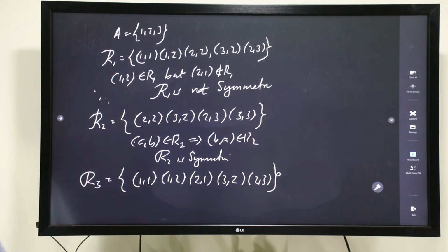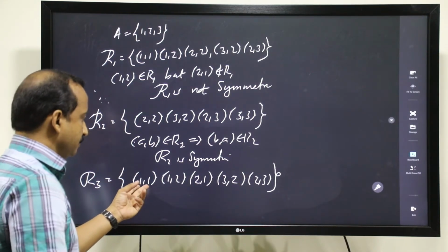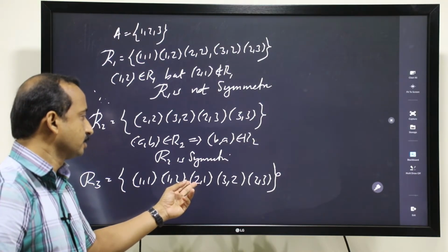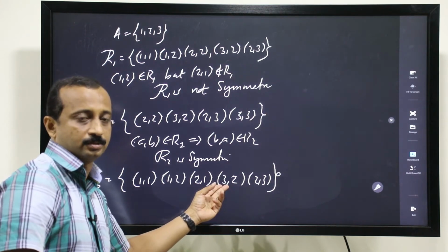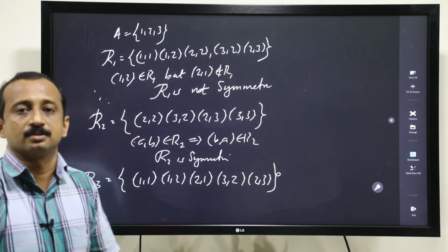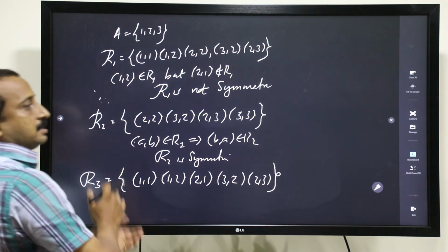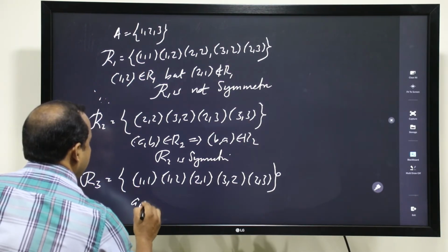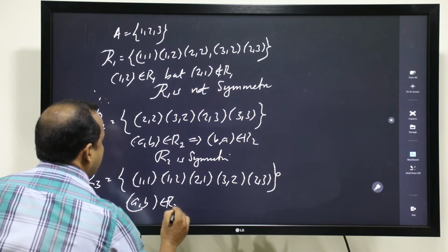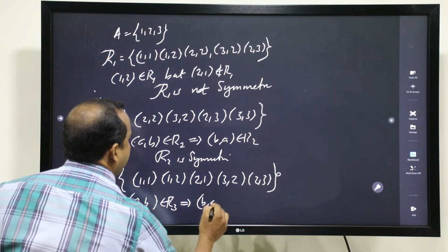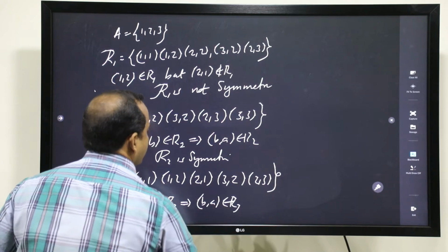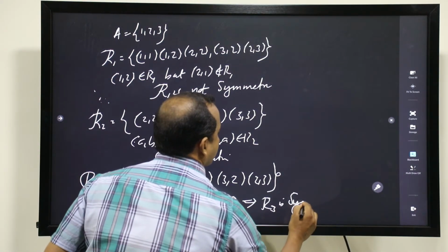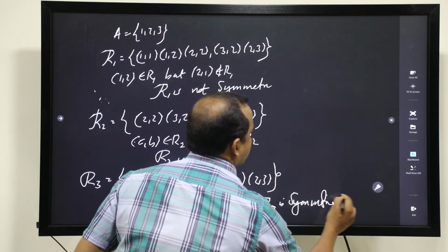But in the third relation R3, 1 1 has reverse order 1 1, 1 2 has reverse 2 1, 2 1 reverse order is 1 2, 3 2 reverse is 2 3 and also 2 3 reverse order is 3 2. That means R3 satisfies the condition for symmetric. Here we write AB element of R3 implies BA element of R3, and therefore R3 is a symmetric relation.